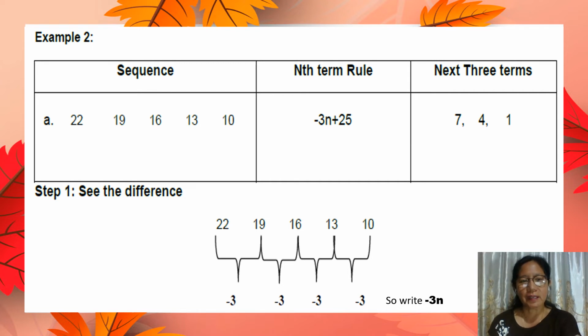Remember the first step is to find the difference of each term. So 19 minus 22 is negative 3. 16 minus 19, that is negative 3. 13 minus 16, again negative 3. And 10 minus 13, negative 3. So we will write negative 3n, wherein n represents the counting number.